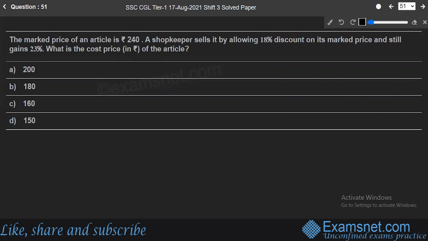So this question is a mixture of marked price, discount, cost price, selling price, everything is given in the question. First of all, let's write down. You are given marked price of the article is 240. Discount percent is 18% and the profit is 23%.